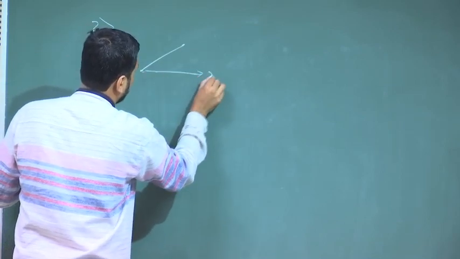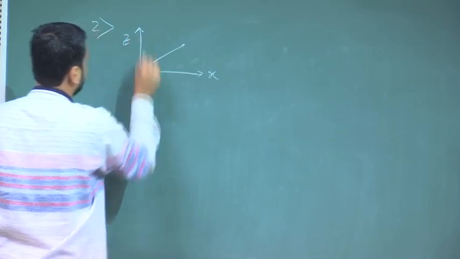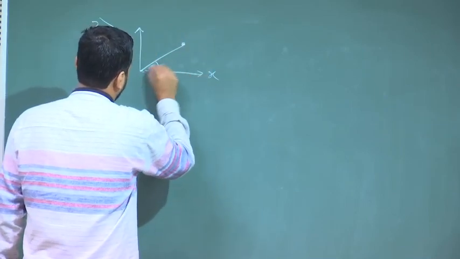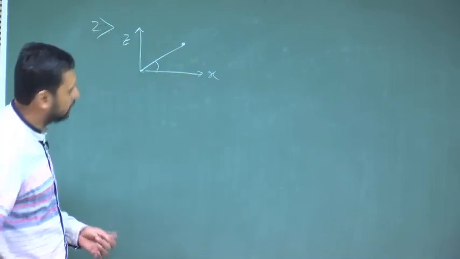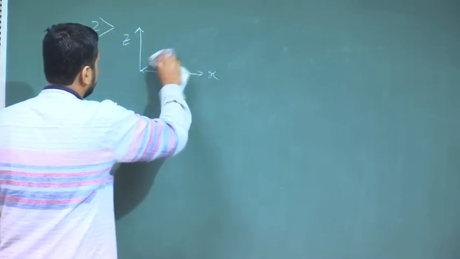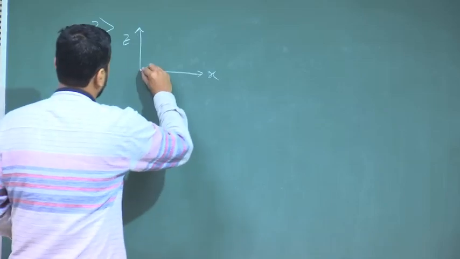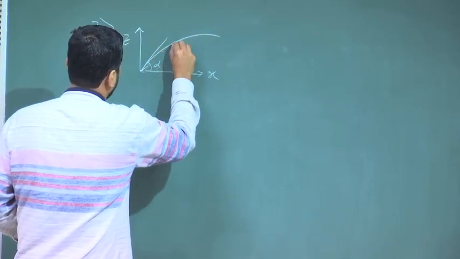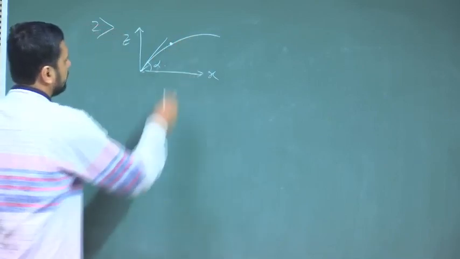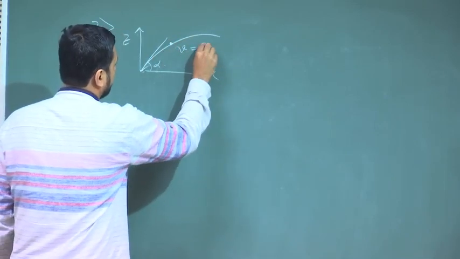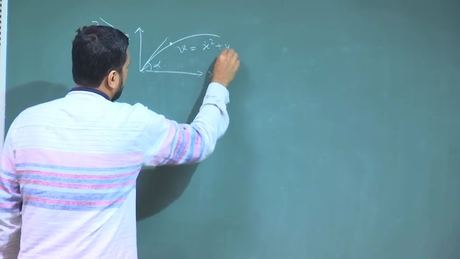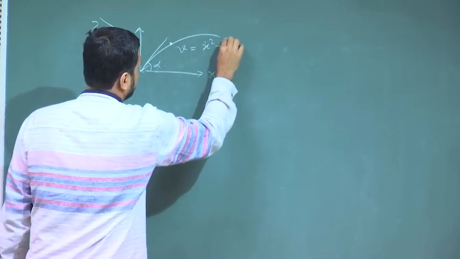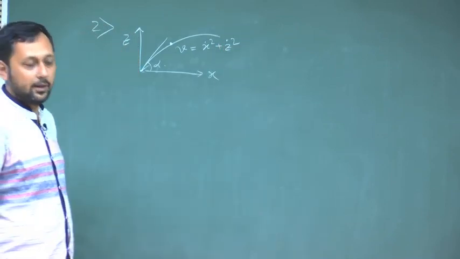So, this is my x axis and this is my z axis, which is fired from the ground with an initial angle. Maybe it is going something like this. The initial angle was alpha, and at any point the velocity v is given by x dot square plus z dot square. How many parameters do we need?